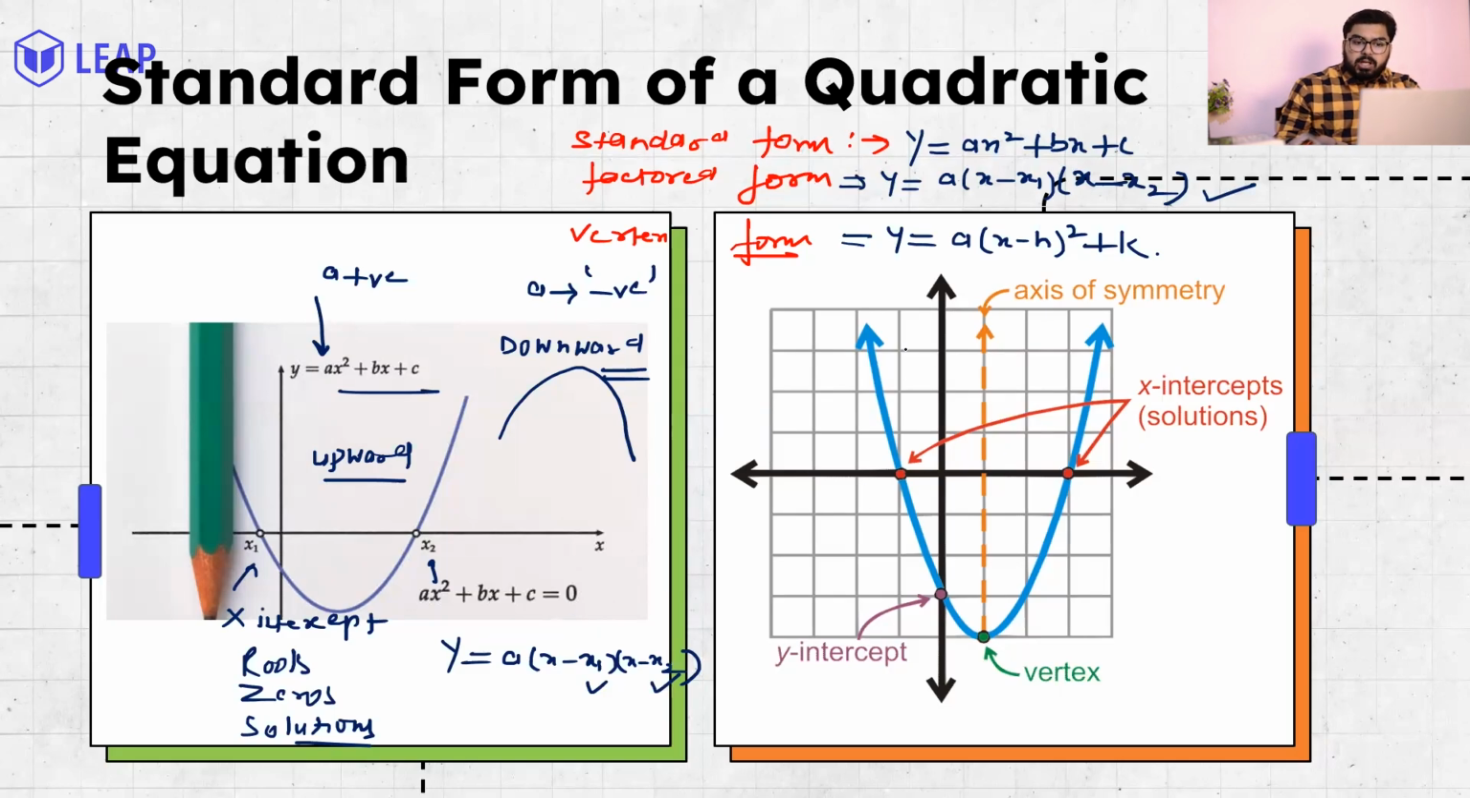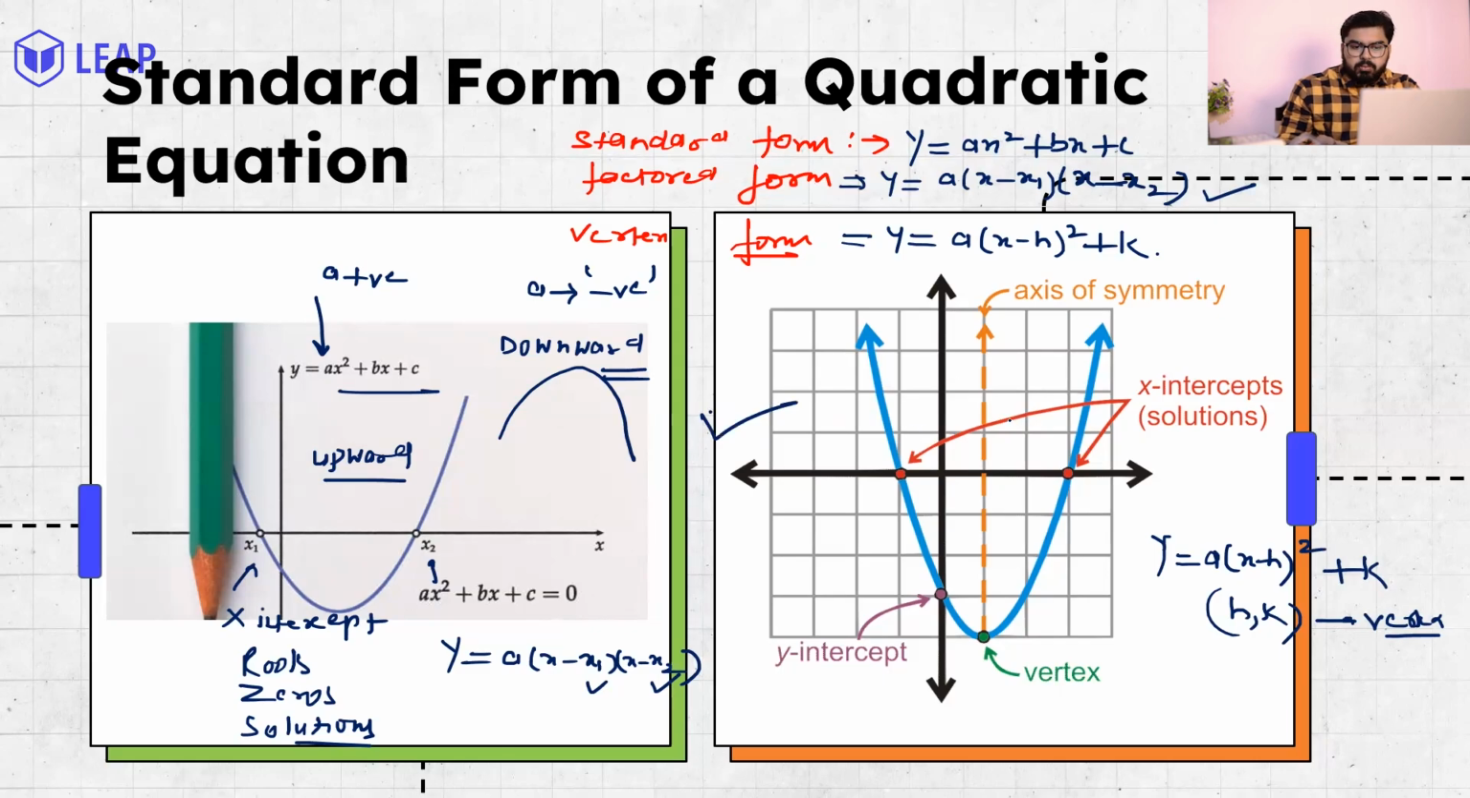Now, coming to the vertex form. What is the vertex form? y equal to a times (x minus h) whole square plus k. In this form, h and k are called your vertex. If you look at the figure over here, the right figure, you can see a parabola, right?